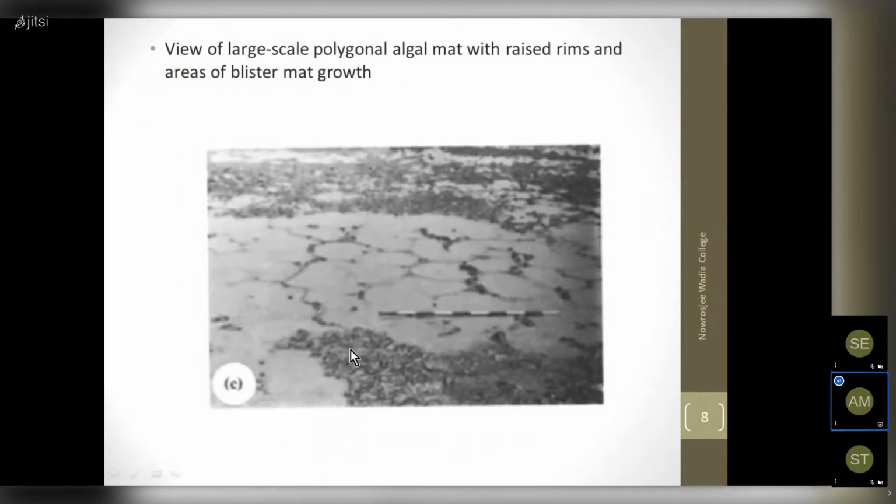Moving forward, here in figure C, we can see the polygonal algal mat with raised rims, as we can see here, and some areas in the surrounding covered by blister mat growth. Here we can observe the rims, and here in the surrounding area we can also see the blisters.